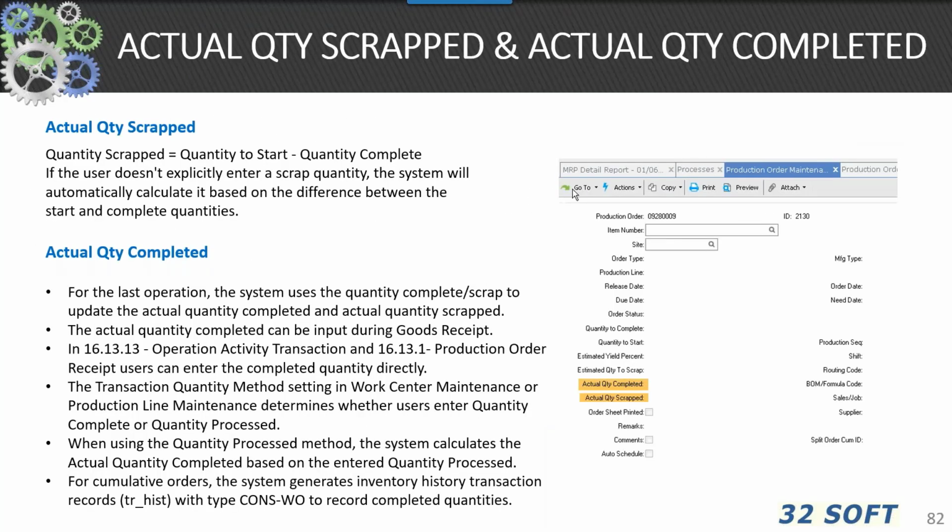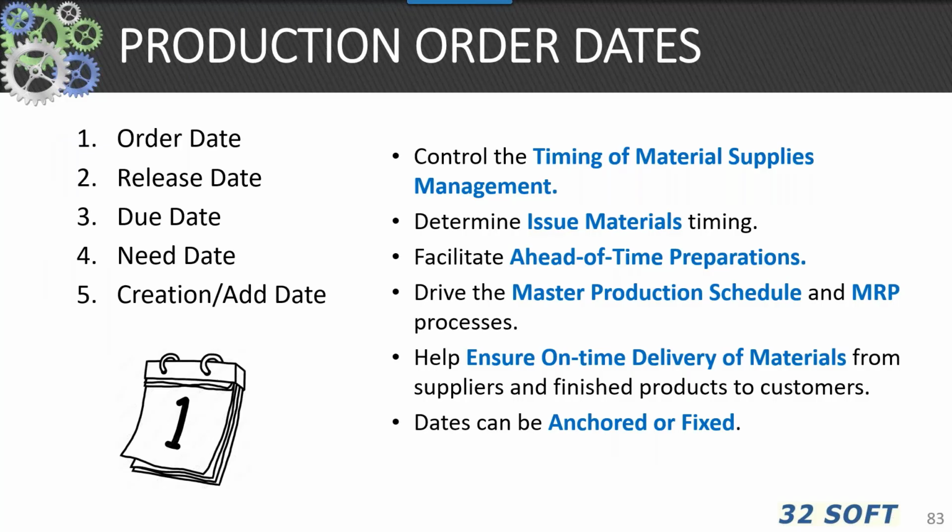There's an actual quantity scrapped and actual quantity completed. These are two new fields. The quantity scrapped is calculated as the quantity start minus quantity completed, or could be quantity processed. And then the actual quantity completed, there's several ways to arrive at that. You can manually input it. You can use 16.13.13, or you can use the transaction quantity method in the work center maintenance or production line maintenance to calculate that.